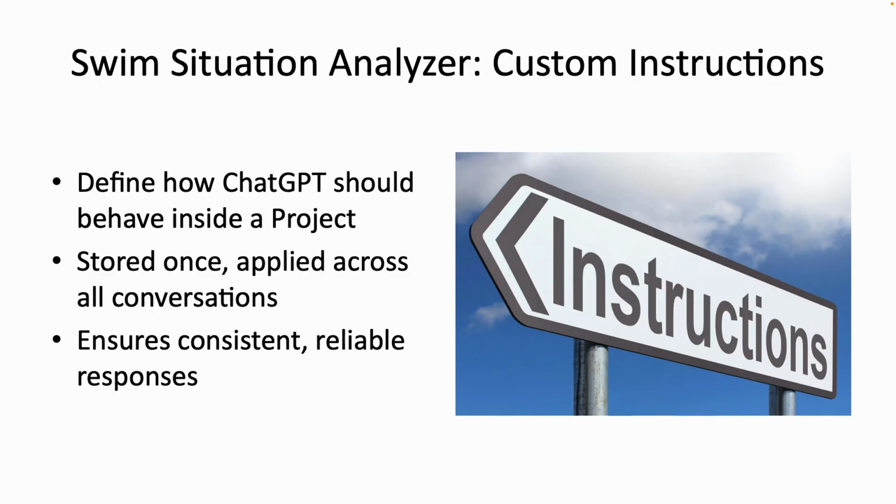For example, in our swim rule situation project, we can add instructions to tell ChatGPT to always reference the USA Swimming Rulebook and Officials Committee interpretations, provide a clear rule-based reasoning before giving a judgment, and provide a consistent output for that decision. With these instructions in place, ChatGPT automatically follows them every time. No need to remind it in each prompt. Now let's see how we make use of custom instructions in our swim situation analyzer.